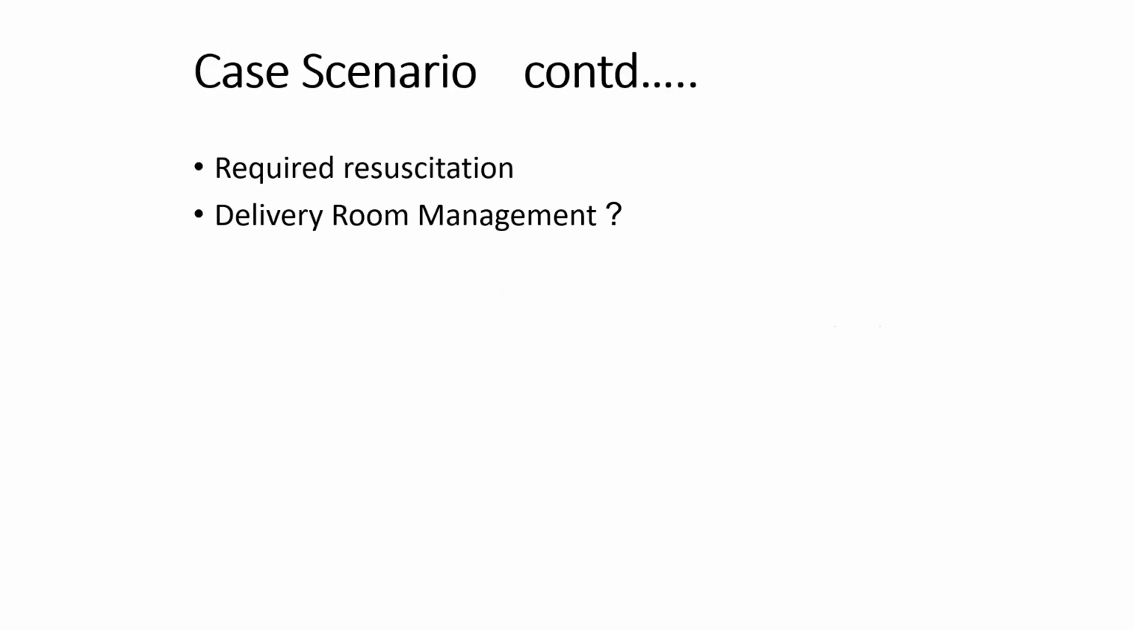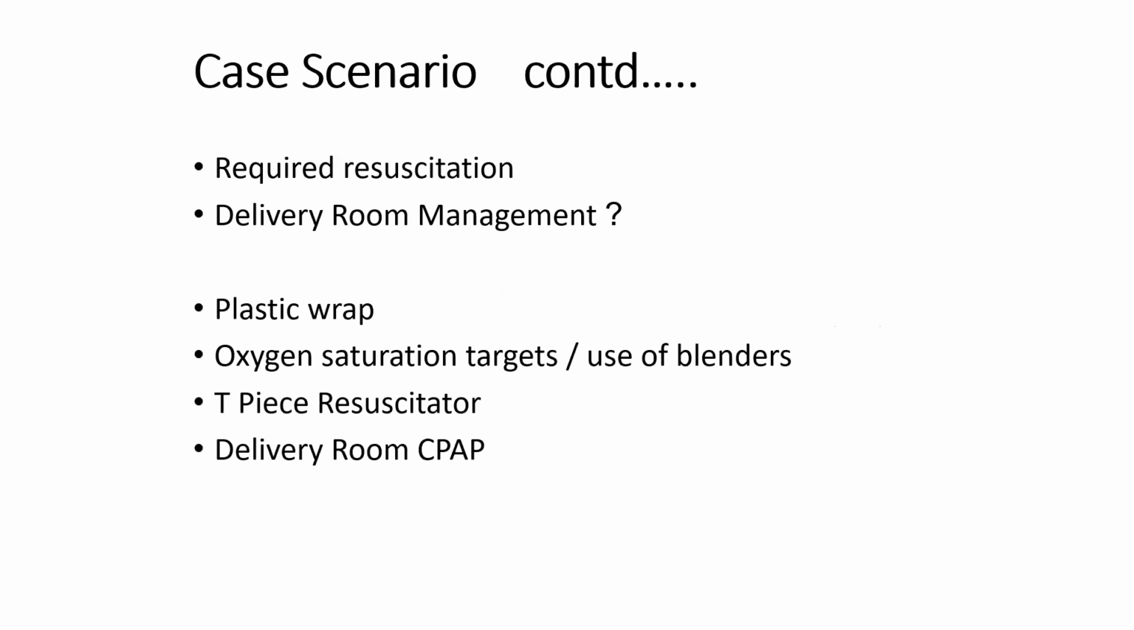So the case continued, the baby is about to deliver and would probably require resuscitation. So let us talk about delivery room management. In the delivery room, especially in the preterm case, we have to have a plastic wrap, that is called wet-in-bag resuscitation, which helps in thermoregulation. We have to have oxygen saturation targets. So we have to follow delivery room charts for the oxygen, and we have to use blenders. Then the T-piece resuscitator, which helps in maintaining the PEEP in the delivery room, because in respiratory distress syndrome, the positive end expiratory pressure is very important.